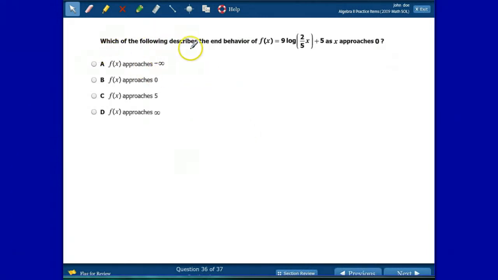Alright, so which of the following describes the end behavior of 9 log 2 to the 5th x plus 5 as x approaches 0? Alright.